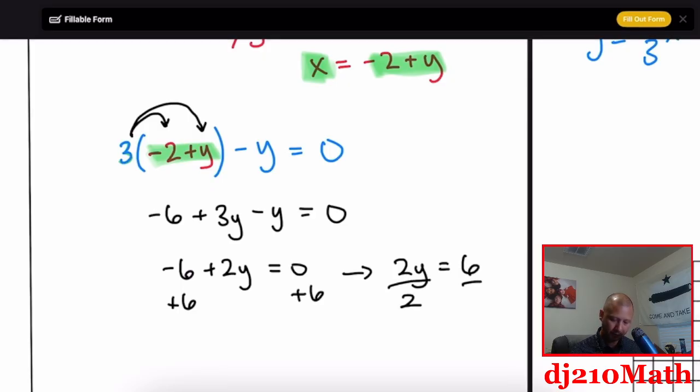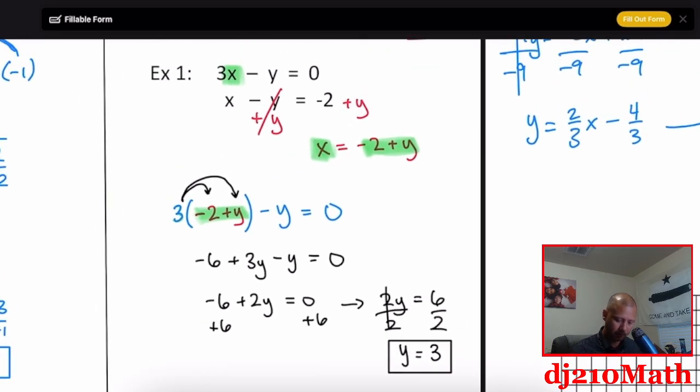Divide both sides by 2 because we're trying to isolate y. y is equal, 6 divided by 2 is 3. So right now, y is equal to 3. Okay, we have to figure out what x is. So we plug that back in. Where do we plug it in is a question. Well, here, x is already by itself. That's the guy I'm going to use.